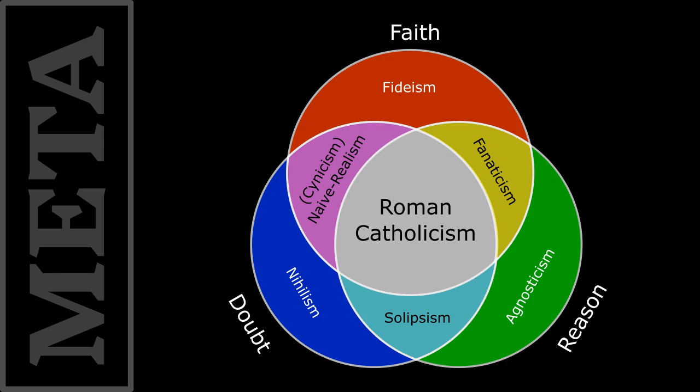Imagine now on the bottom right of my drawing a green segment, and it's labeled agnosticism. This is reason alone, without doubt, without faith. Why would I say that that lends itself to agnosticism, or that it could be characterized as a hard agnosticism? Why would I say that?